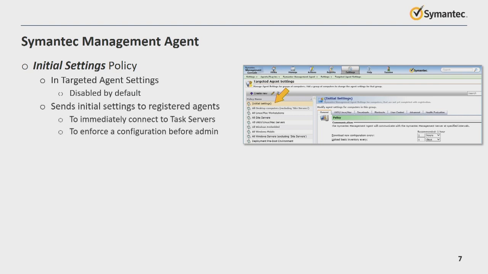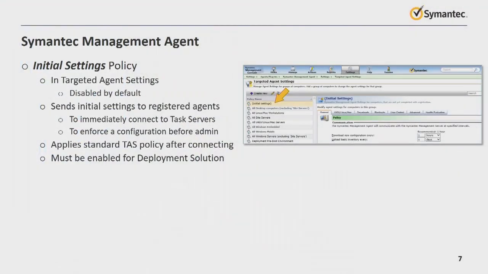Okay, so it sets the initial configuration for the registered agents. It immediately connects to task servers. So whatever's in this configuration, it will at least have a task server to talk to. It's also great to enforce a configuration before you do any type of administration to the machine. This applies the standard targeted agent setting as soon as it gets it, and it registers itself. So it first gets the initial setting, and then if it applies to all desktops or all mobile or all site servers, it gets the proper policy and it continues on its way.